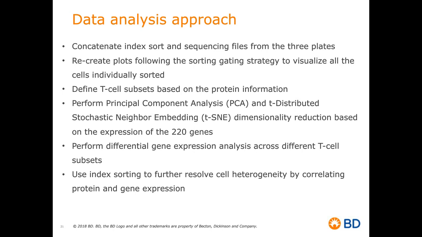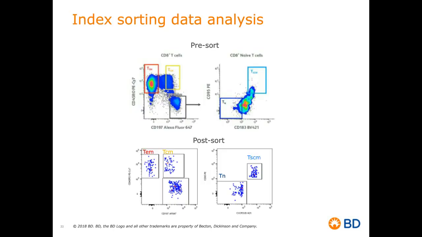So first, we're going to look at the protein data. If we look at the top of this slide, those are the plots and those are the cells before sorting. Now we sort all these different subsets at the single cell level, and we have imported this data into SeqGeek, and we have concatenated all the files. So basically, all the dots that you see in the plots represent a single cell that came from the gate of origin.